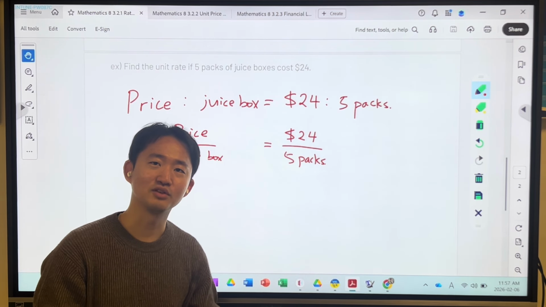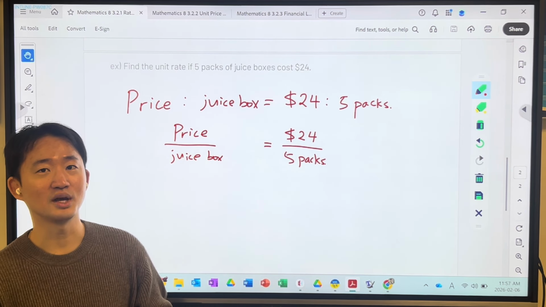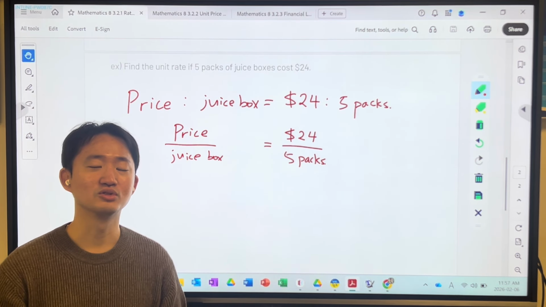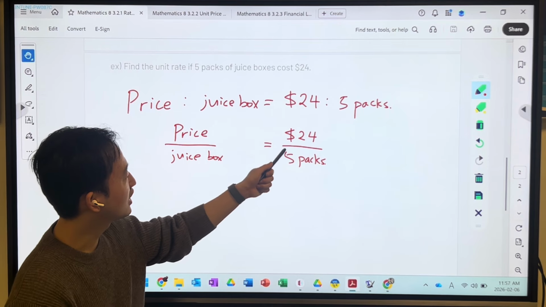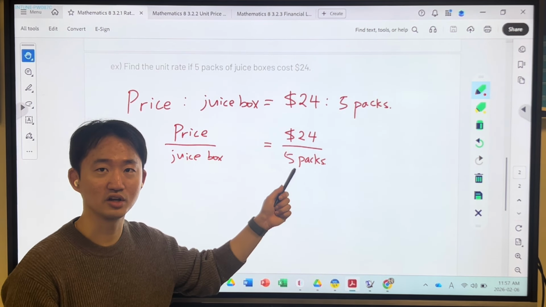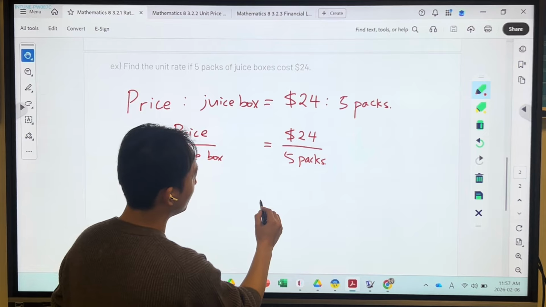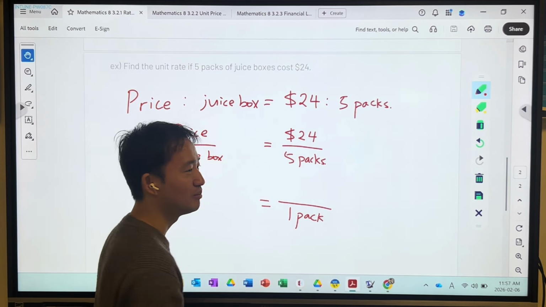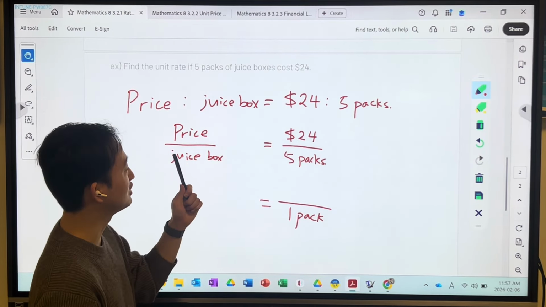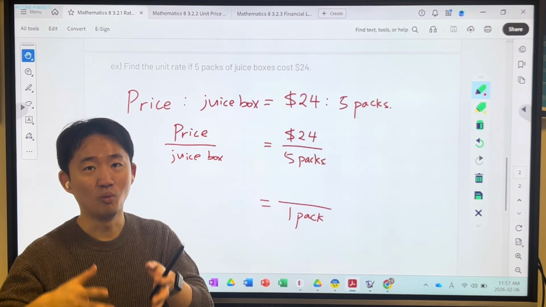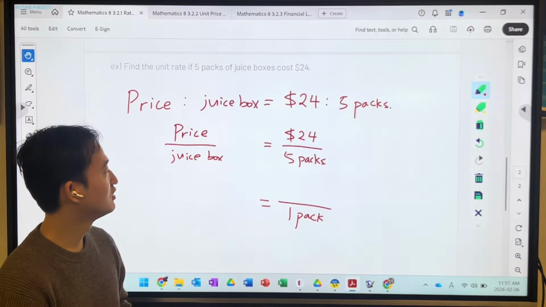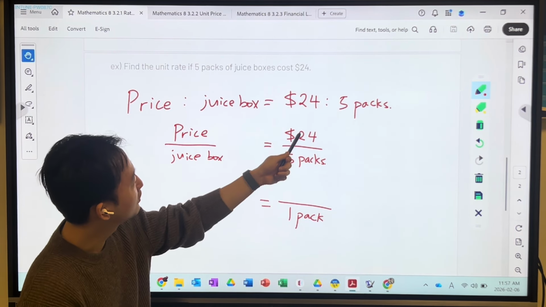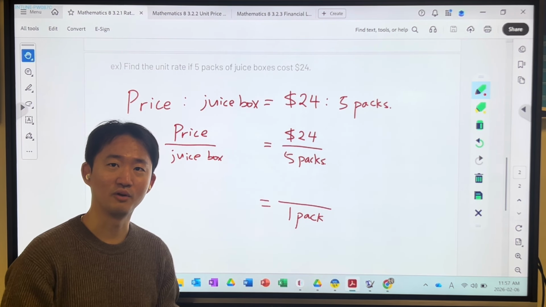What is the meaning of the unit rate? Unit rate is a special type of rate where the denominator, or the second quantity, is equal to 1. Right now, the second quantity, the denominator, is 5, so this is not a unit rate. What we want to do is reduce this further so that we find the price per 1 pack. So in other words, the unit rate is always something over 1 unit. I think I can achieve that by dividing by 5, or in other words, we're going to divide 24 by 5.